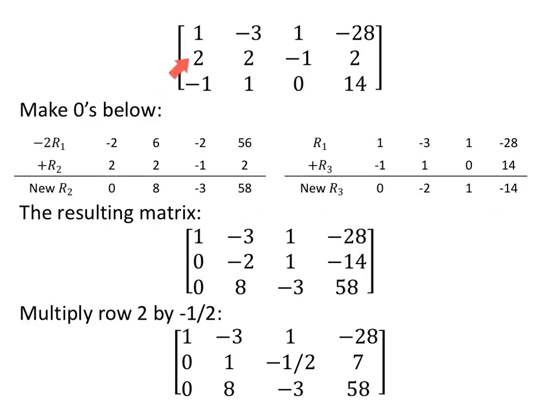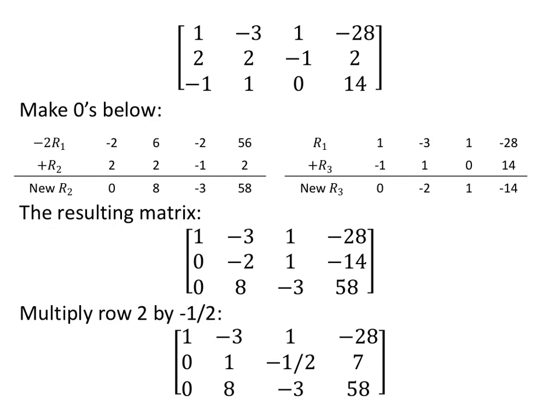Now I need to make zeros below, so I'll multiply negative 2 times row 1 and add it to row 2 to make a new row 2. I need to make a 1 here, but notice 1 plus negative 1. I can just take row 1, add row 3 to get a new row 3. But as I'm putting these in my matrix, notice I said new row 2 here, but I put it in row 3. Why is that?